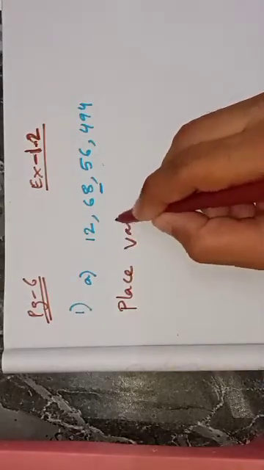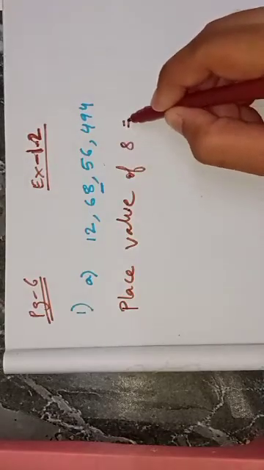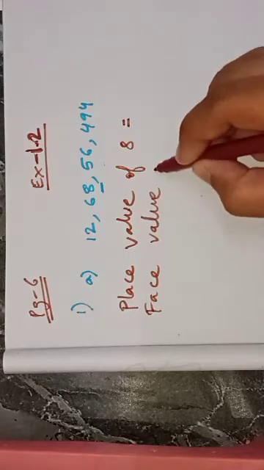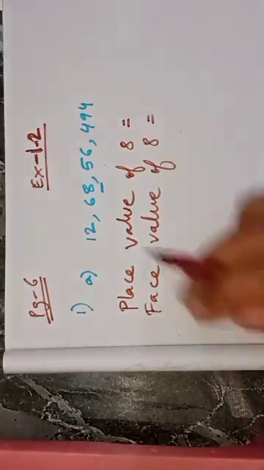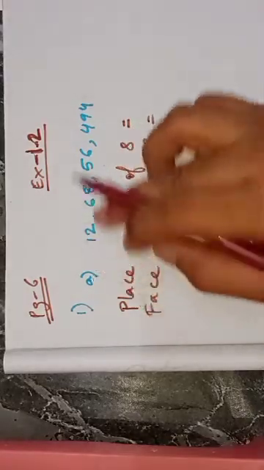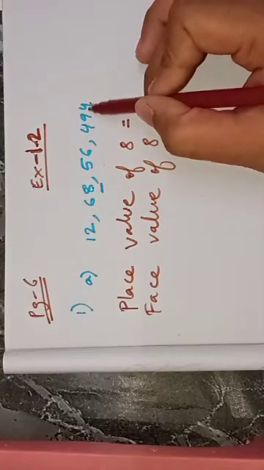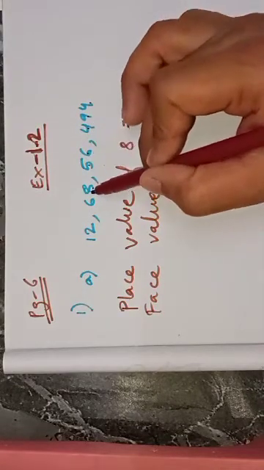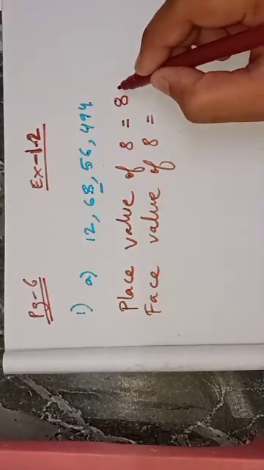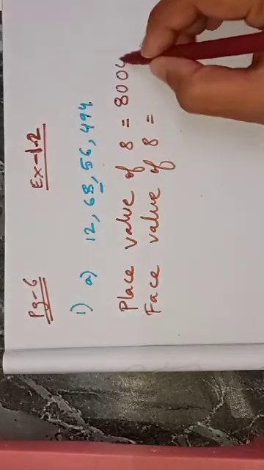This is the way which you will follow. Place value of 8 equals, face value of 8 equals. Now my dear students, place value of 8 means where is the position of 8 in this number. The position of 8 in this number is 1, 10, 100, 1000, 10,000, lakh. So it will be 8 lakhs. Now you know how many zeros are there in lakhs? 5 zeros. 1, 2, 3, 4, 5.